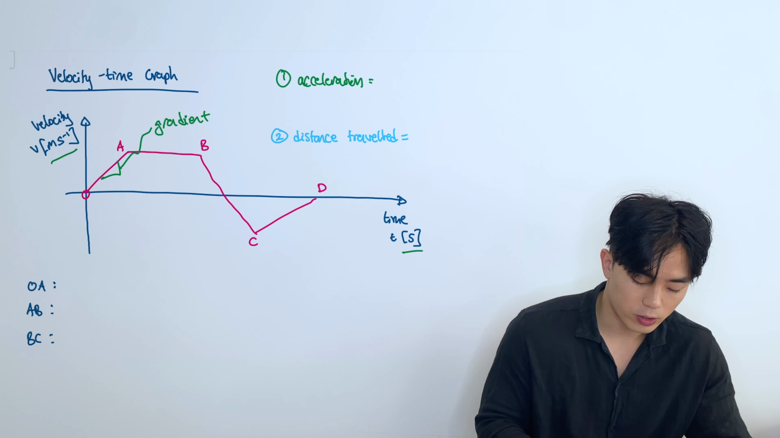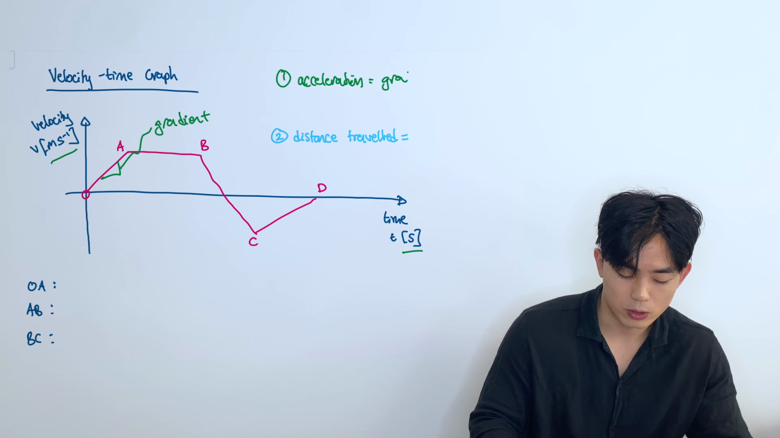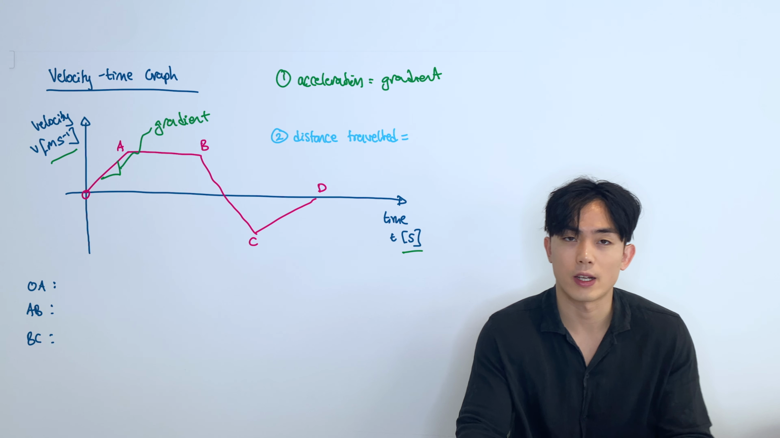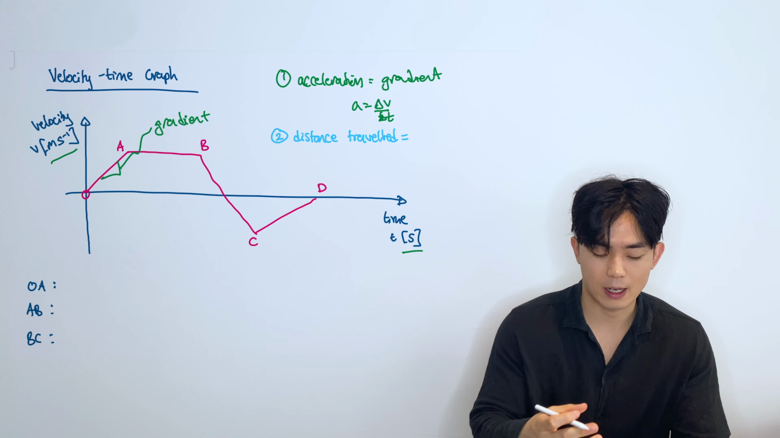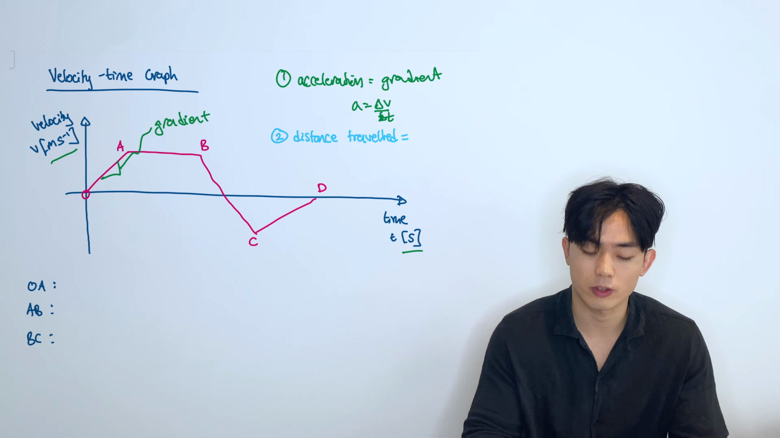For a velocity time graph, the gradient is going to be equal to the acceleration of the particle, because acceleration is the change in velocity over change in time, and change in velocity is the y-axis over the change in time in the x-axis, which is the gradient.